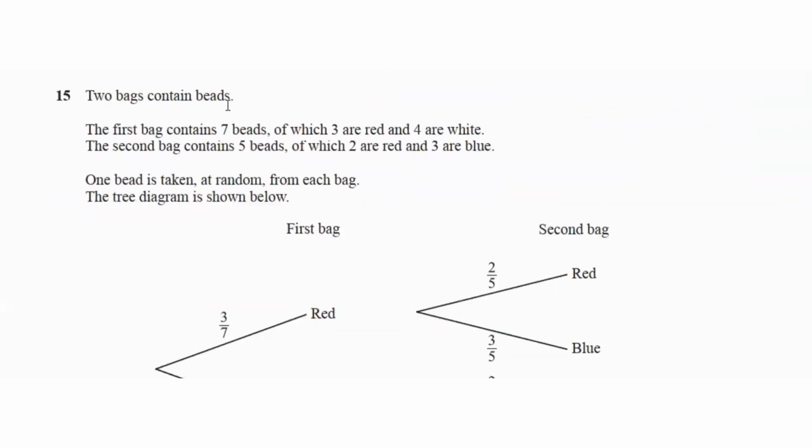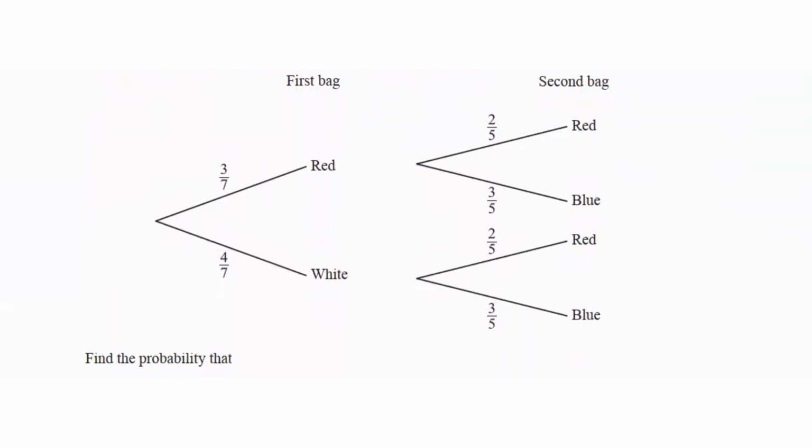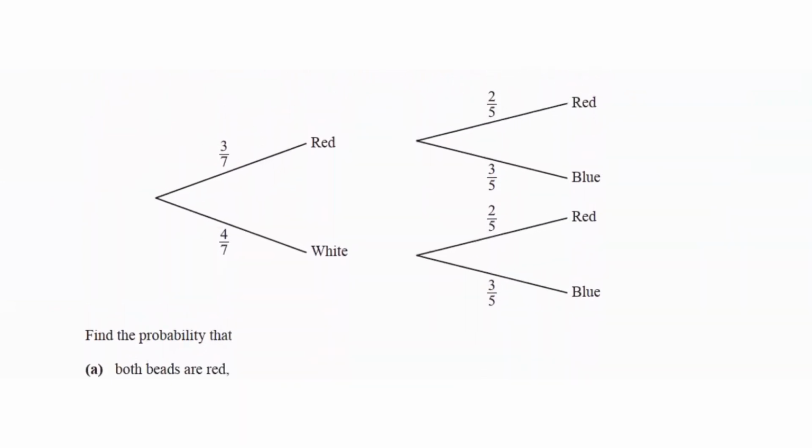2 bags contain beads. The first bag contains 7 beads, of which 3 are red and 4 are white. The second bag contains 5 beads, of which 2 are red and 3 are blue. 1 bead is taken at random from each bag. The tree diagram is shown below. Find the probability that both beads are red.